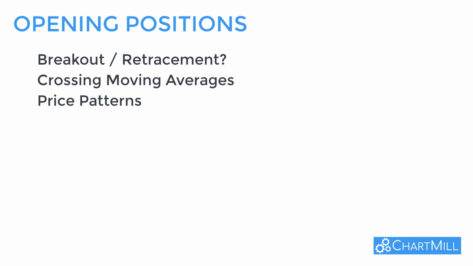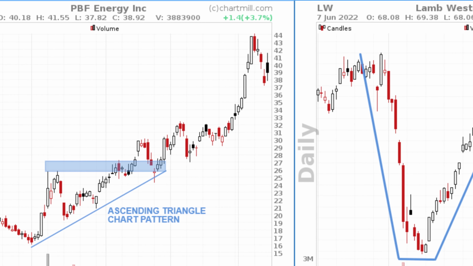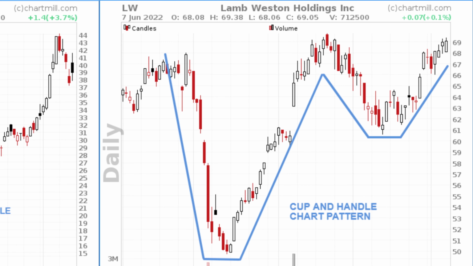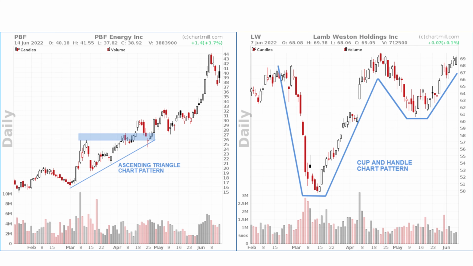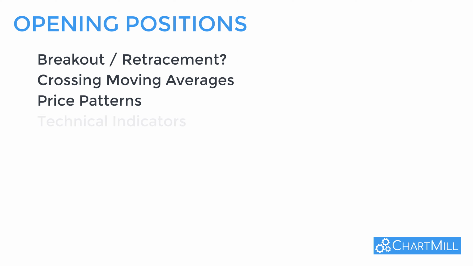Technical patterns such as the ascending or descending triangles, head and shoulders, cup and handle are all classic price patterns which, when combined with specific support or resistance levels, can form low-risk setups with which to act in the direction of the existing trend. Technical indicators can also be used to open positions.